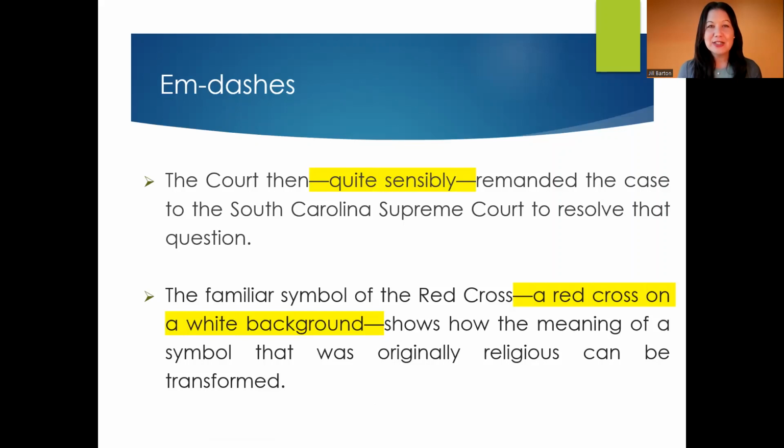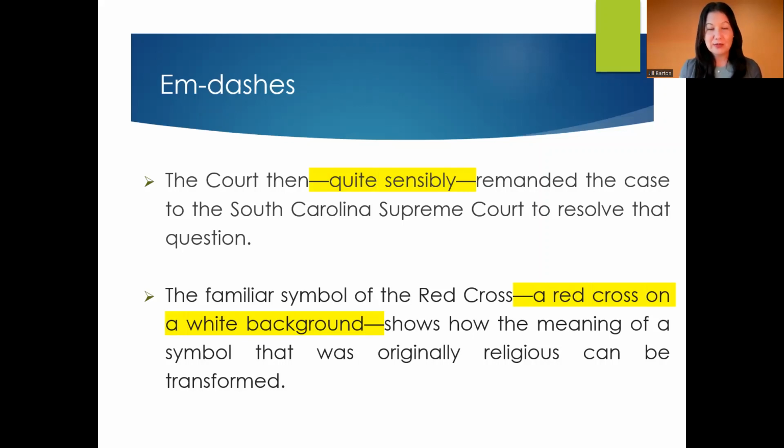So we can use em dashes a couple of different ways within a sentence. First, we can interject information within the middle of a sentence by setting it off with em dashes. So this first example from Justice Kagan reads, "The court then," there's a dash, "quite sensibly," another dash, "remanded the case to the South Carolina Supreme Court." So she's really wanting to emphasize that this is a sensible decision, and she's setting that off with em dashes.